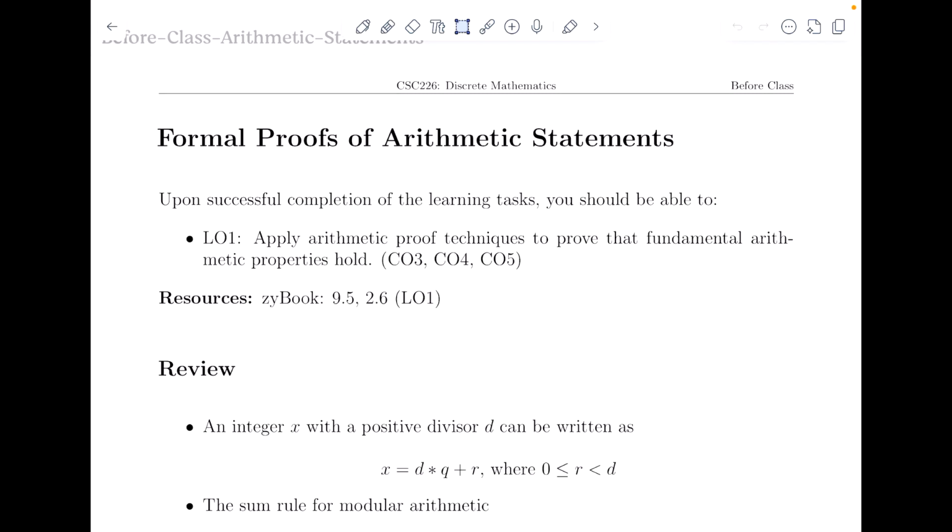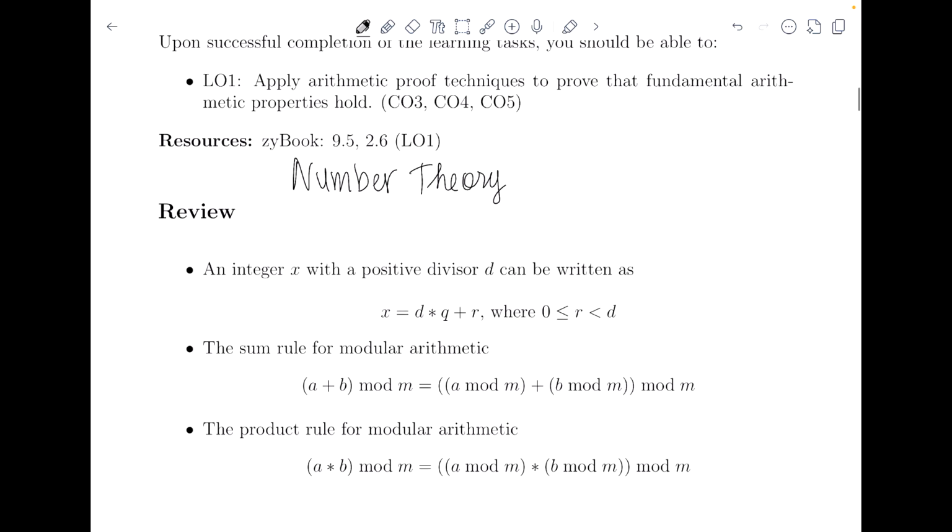Everybody! In this video, we're going to be talking about formal proofs of arithmetic statements, which really just means that we're going to be talking about number theory. And so with that, we want to think about the things that we learned about with modular arithmetic and start to see different applications of them.